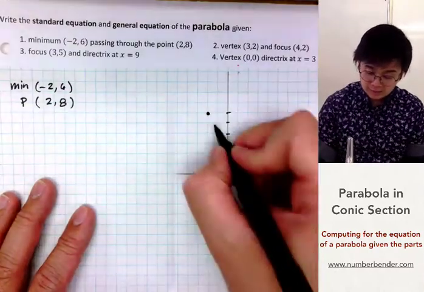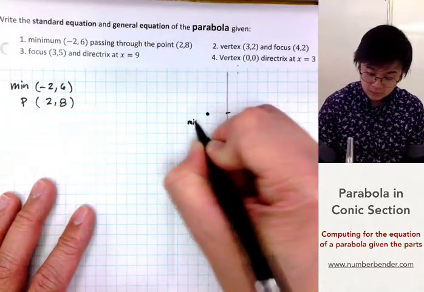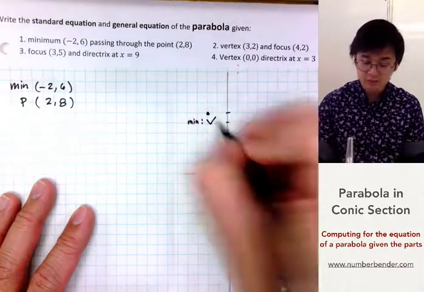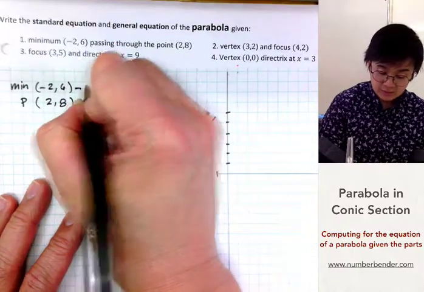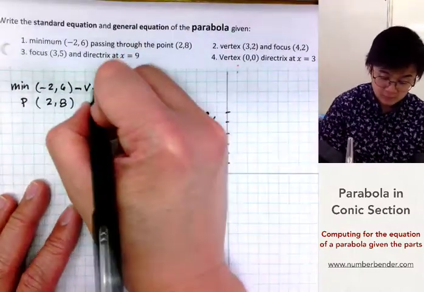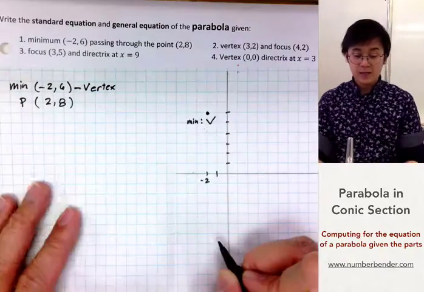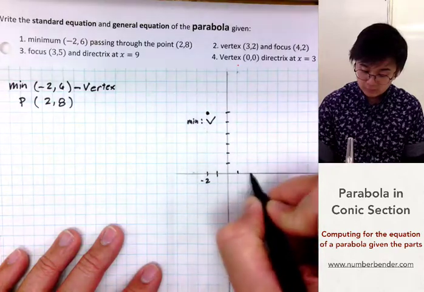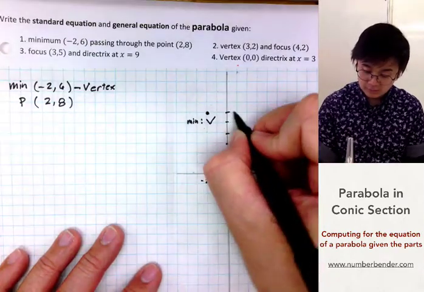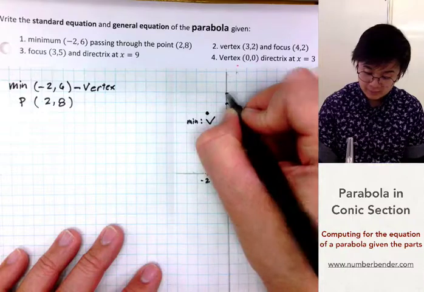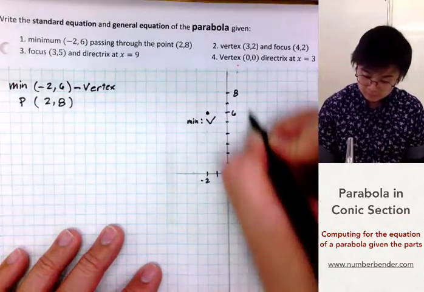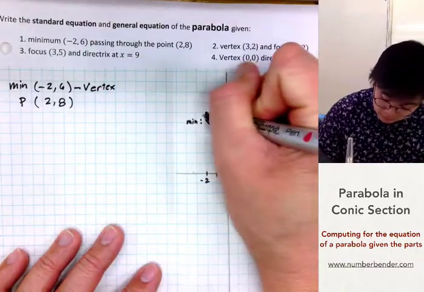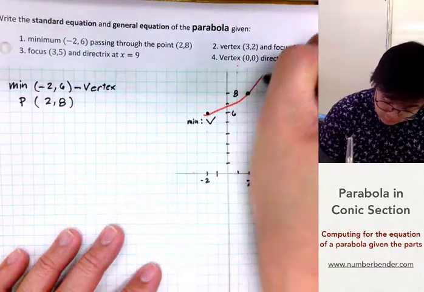And -2, 6 is the minimum point, which in a parabola is the vertex of our parabola. So it's safe to say that this is also the vertex of the given parabola. And the parabola is passing through the point 2 and 8. So 1, 2, and 8. This is 6, 7, 8. So our parabola is indeed opening upwards, and it's passing through that point.